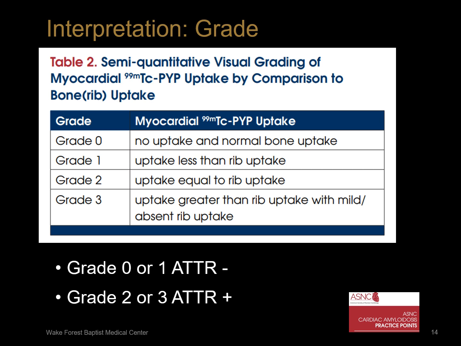In addition, semi-quantitative visual grading comparing the myocardium uptake to adjacent rib uptake is used. Grade 0 or 1 shows no uptake or uptake less than rib uptake in the myocardium. Grade 2 or 3 shows uptake equal to rib uptake or greater than rib uptake, and grade 2 or 3 would be diagnostic of transthyretin cardiac amyloidosis.